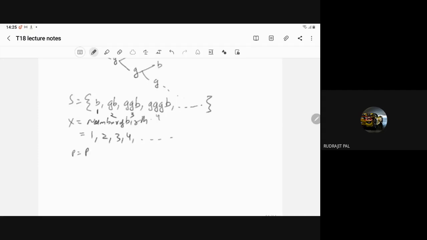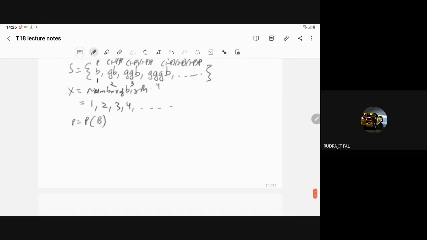It is given that small p is the probability that a boy child is born. So the probability of a boy is p, and the probability of a girl is 1 minus p. Since births are independent of each other, using the multiplication rule we can write: 1 minus p, 1 minus p into p, and for this 1 minus p, 1 minus p, 1 minus p into p, and so on.